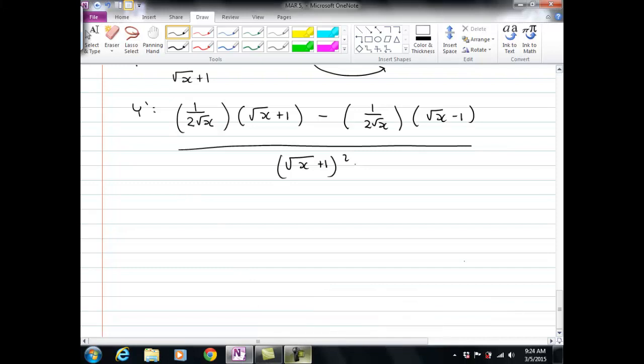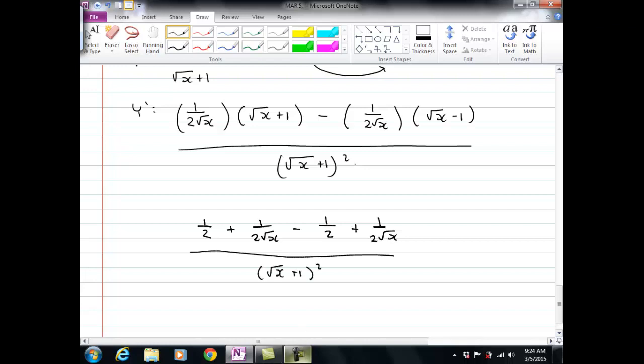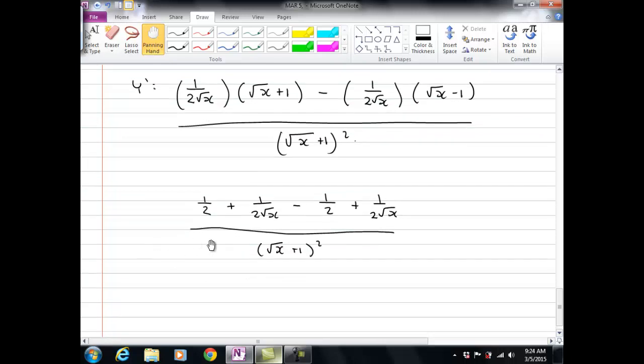Actually, if I were to expand, you should have 1 over 2 plus 1 over 2 root x, minus 1 over 2 plus 1 over 2 root x, all over (root x plus 1) all squared. So take a look at my work compared with your line. See if it matches up. If it doesn't, let me know which one you made a mistake on.